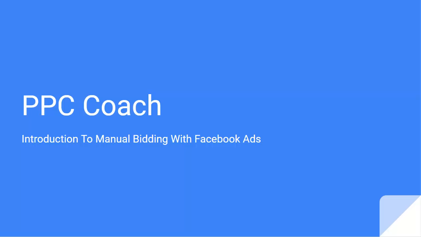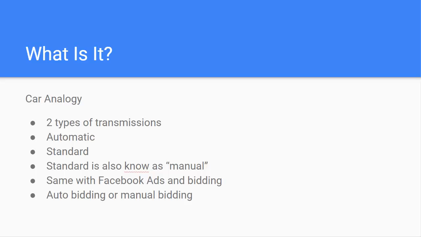Okay, so in this video I just wanted to do an introduction to manual bidding with Facebook ads. It's a very popular topic lately, so figured I'd do a quick video for you guys just to explain it a little bit, and hopefully you can pick up some tips and tricks for your own campaigns. So basically, what is it?